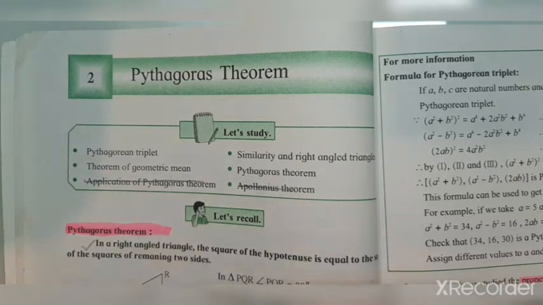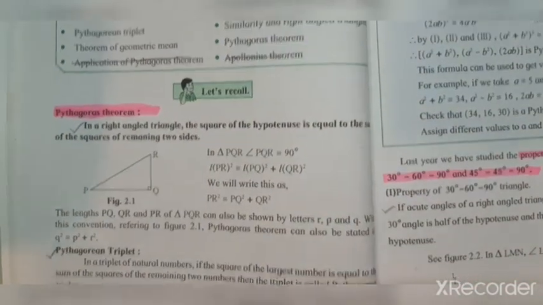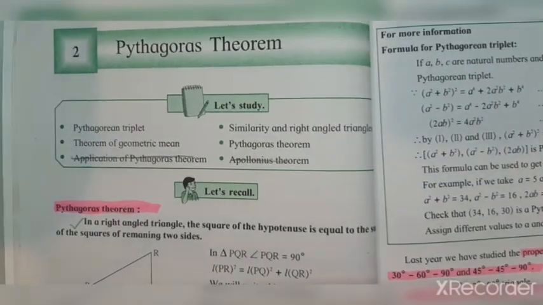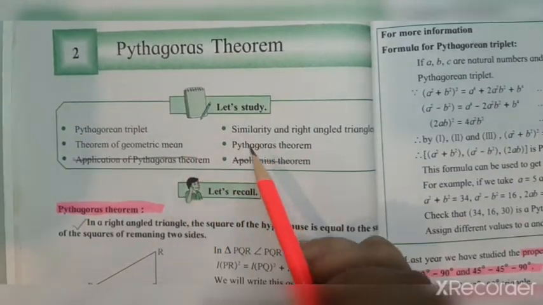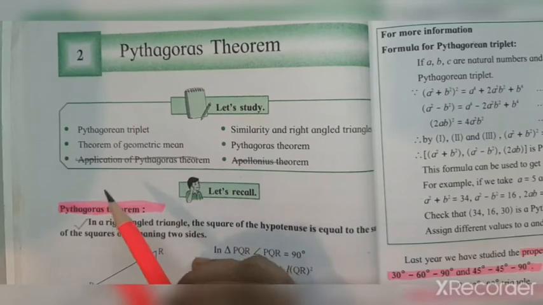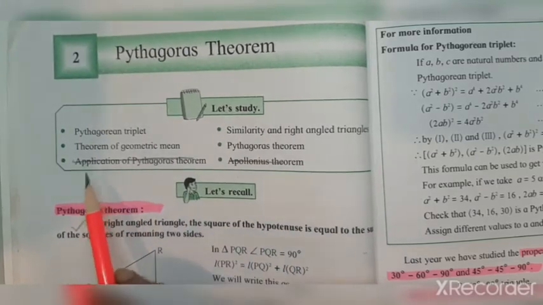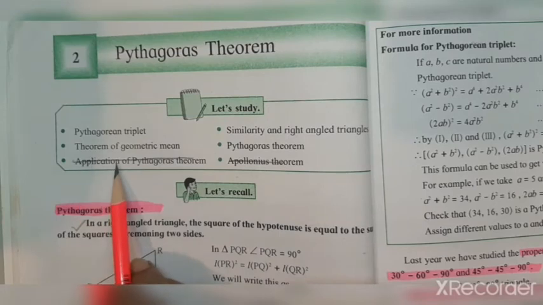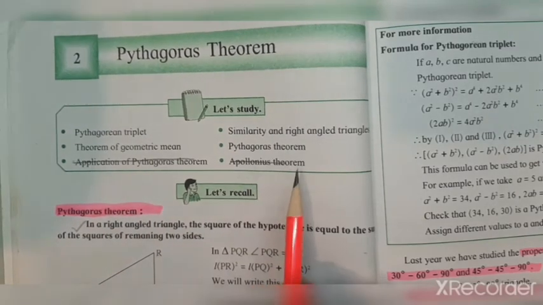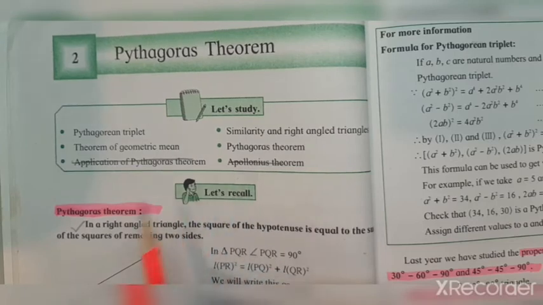Your textbook page number 30. In Let's Study, they have given the topics which we are going to cover in this particular lesson. From that, applications of Pythagoras theorem and Apollonius theorem, they both are being deleted.